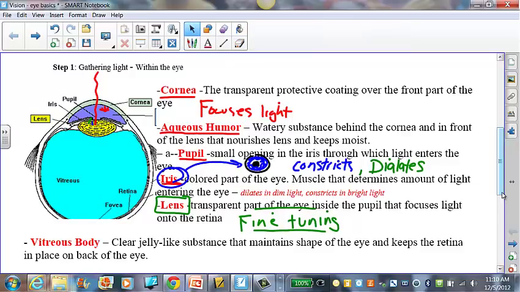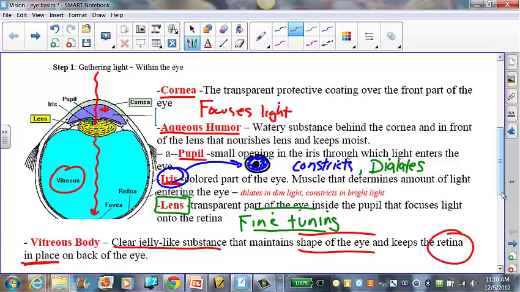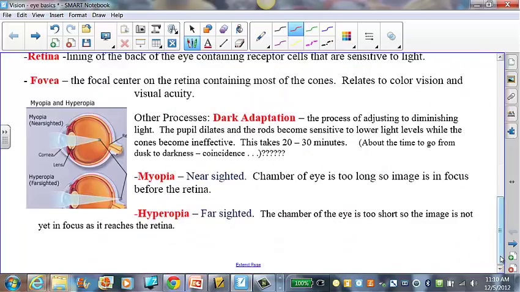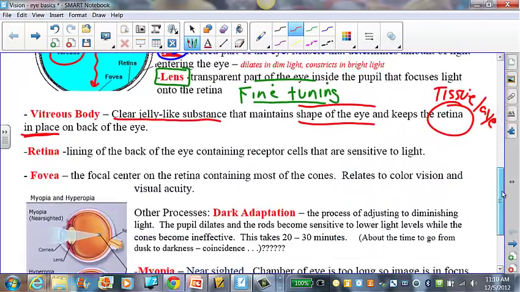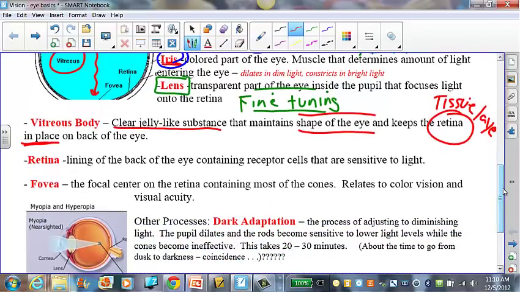As light travels to the back of the eye, it has to go through this cavity in here, and this is called the vitreous body. This is a clear jelly-like substance that maintains the shape of the eye, kind of like the air in a basketball, and it keeps the retina in place on the back of the eye. The retina is a very thin, tissue paper thin layer of photosensitive cells.